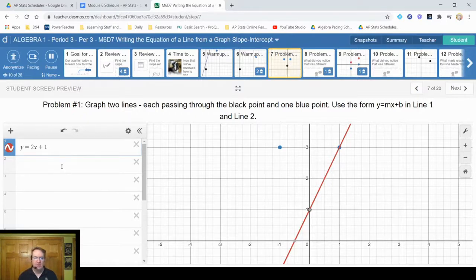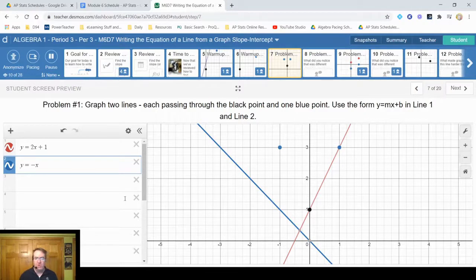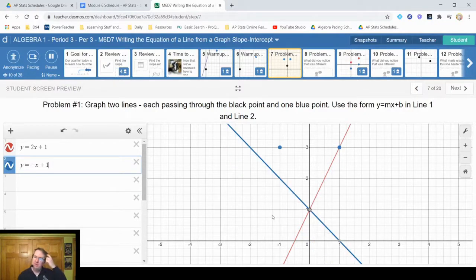Now for this one over here, we're going to do the exact same thing, but now notice this line would be going downhill, down. Remember slope? Nice, negative. So I'm going to have to make my slope negative x. And now I already know that this is going to be plus 1, so I'm going to say plus 1. And some of you may already be ahead of the game.